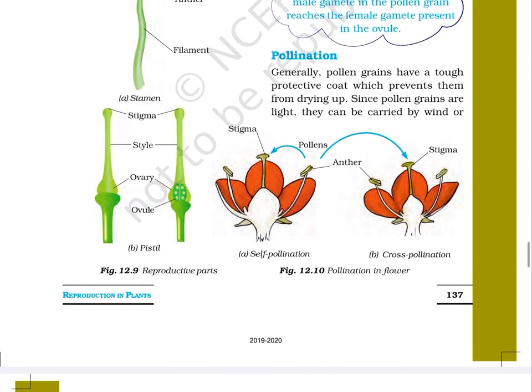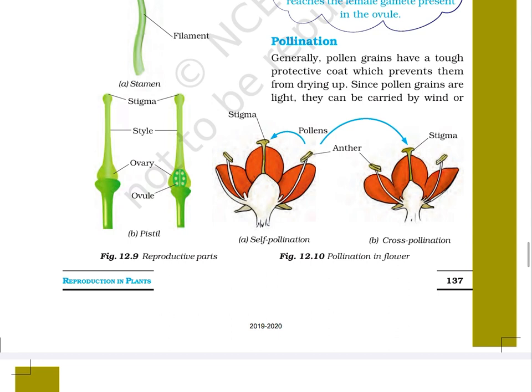A. Self-pollination. Here we can observe a flower. On the flower there is anther and stigma. The pollen transfers from the anther to the stigma. B. Cross-pollination. This flower also has anther and stigma. The pollen from the first flower transfers to the stigma of this flower.